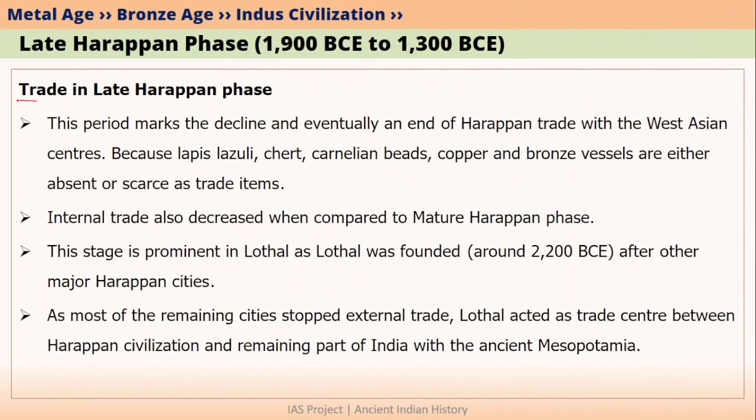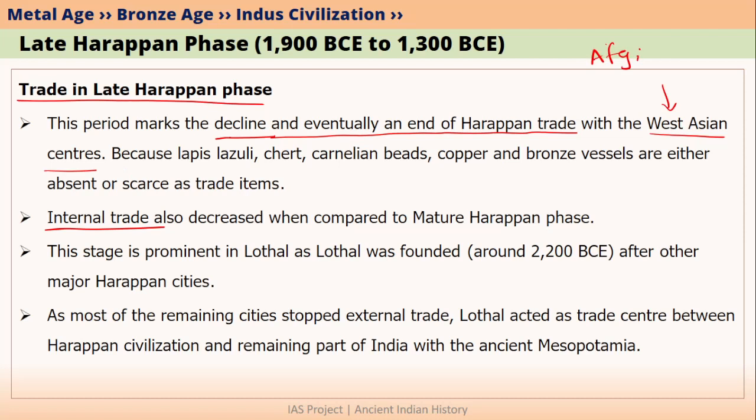Now let's talk about trade in late Harappan phase. Late Harappan phase people were mainly living in villages. That is why both the internal trade as well as external trade that was done by late Harappan people was very less compared to mature Harappan people. So late Harappan phase basically marks a decline and afterwards an end of Harappan trade with West Asian centers. For example, Afghanistan and Mesopotamia. So at the start of the late Harappan phase, the external trade with these two regions declined and eventually it also ended.